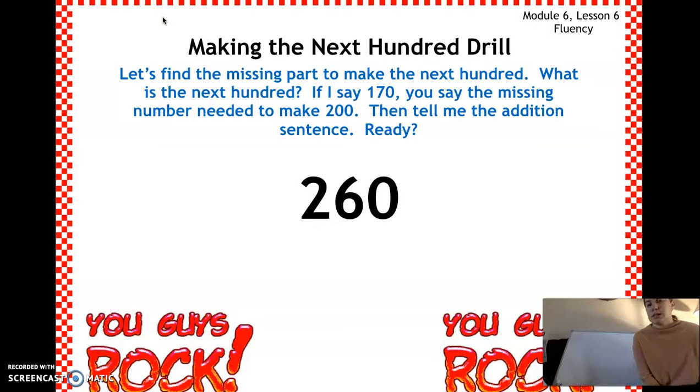Now we have 260, but we need to get to 300 now. What's our missing number? Good, 40. So we have 260 plus 40 equals 300. Now we have 580. We need to get to what's the next 100? Good, 600. So how many more do we need to get to 600? Good, 20. So 580 plus 20 equals 600.